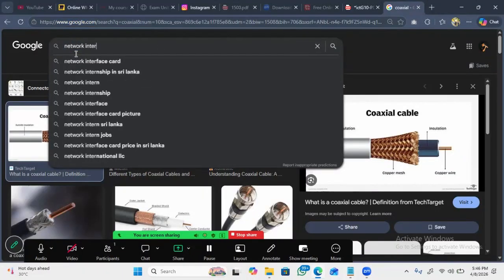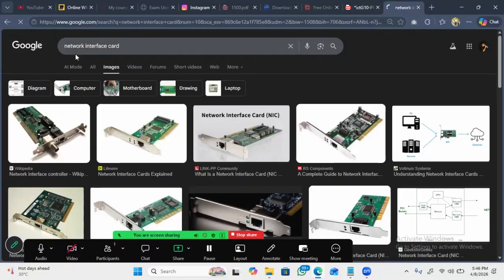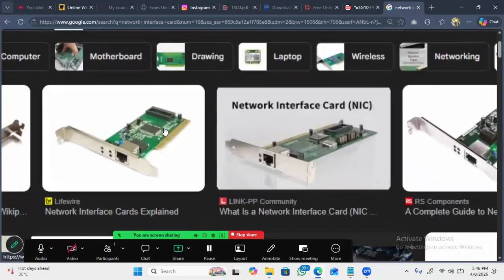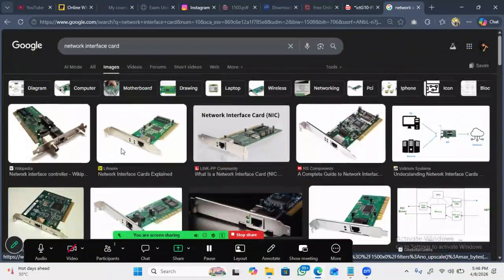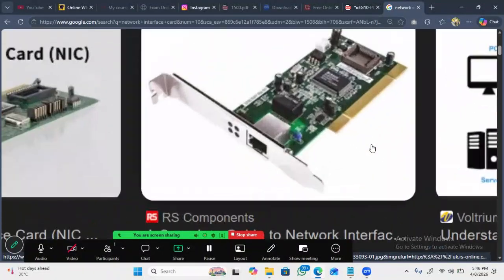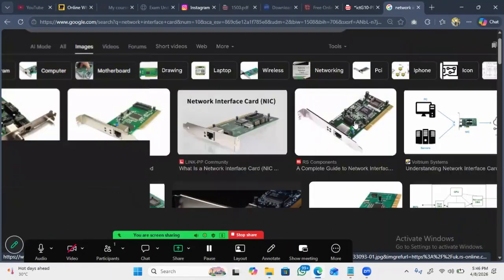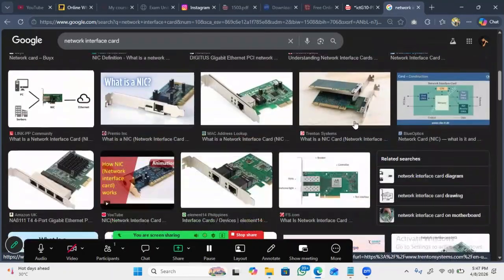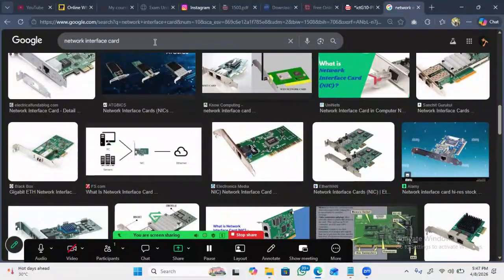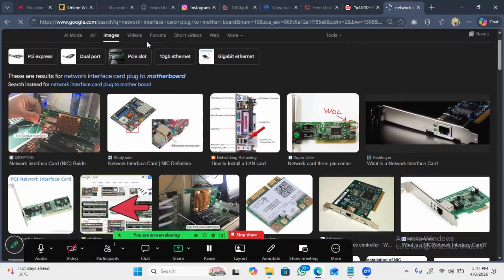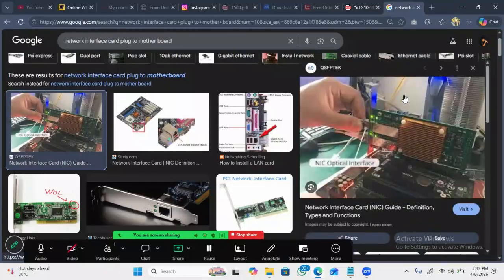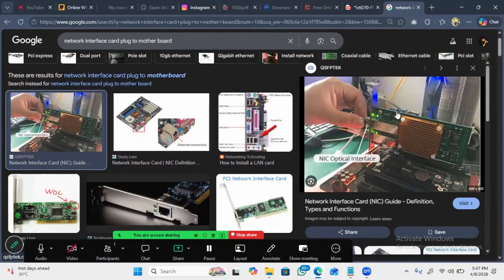Network interface. See, on this card we have the RJ45 port. This card is plugged into the motherboard. This card is actually plugged into the motherboard using this copper strip. Right? I can show you how it is plugged in. Network interface card plugged to motherboard. See now, this is how we plug in. See, we are plugging it to the motherboard.